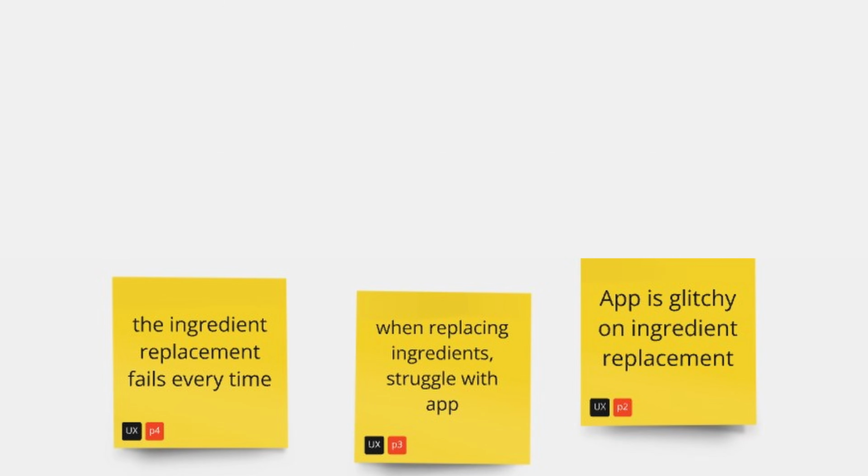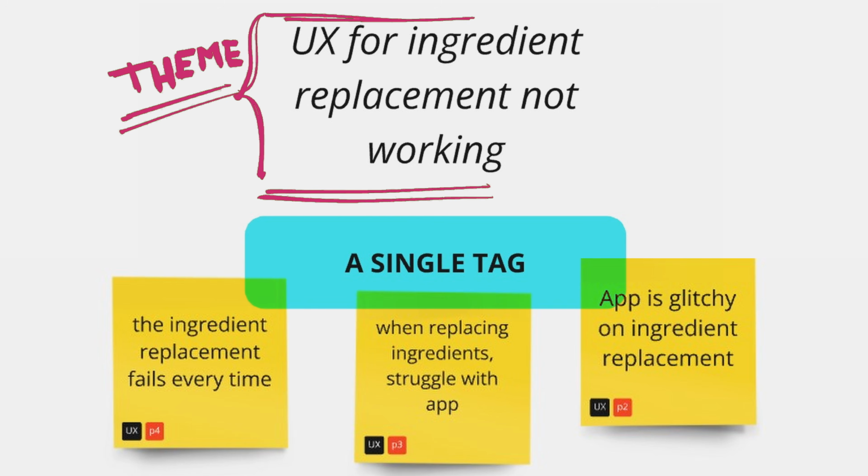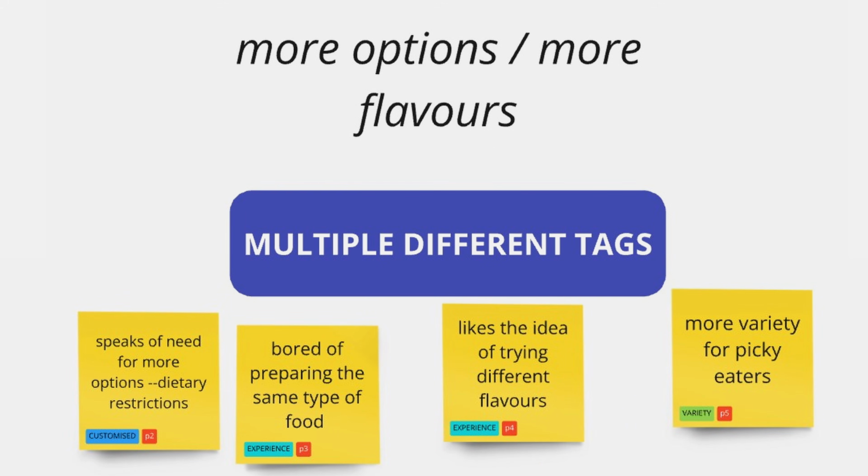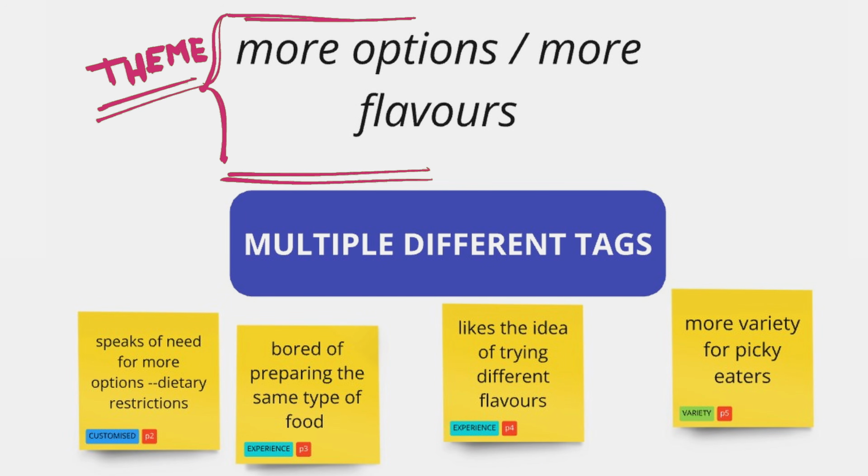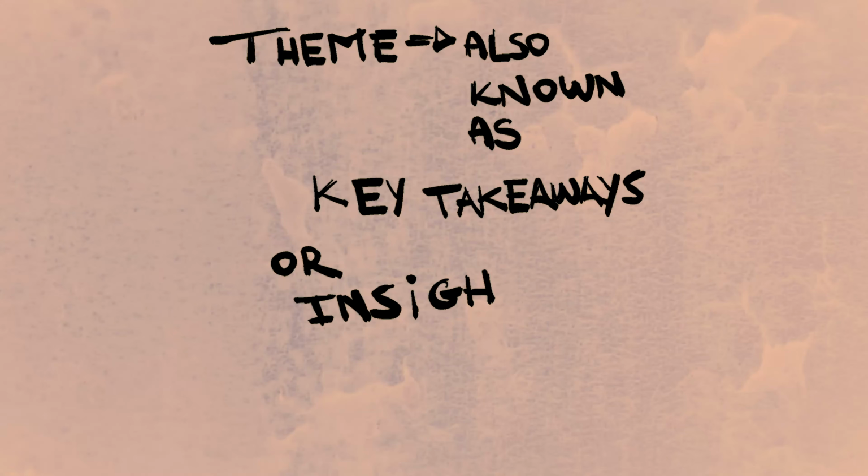Do you see what I mean here? This one theme is based on a single tag, while this example here is a theme that came from post-its with different tags. Since we're on the topic of themes, how do we come up with these themes?